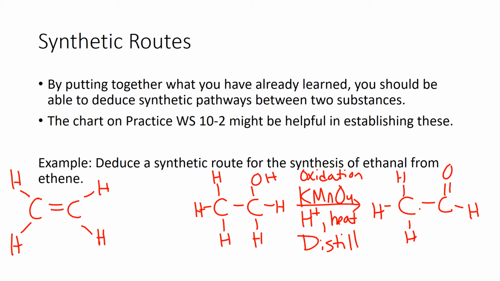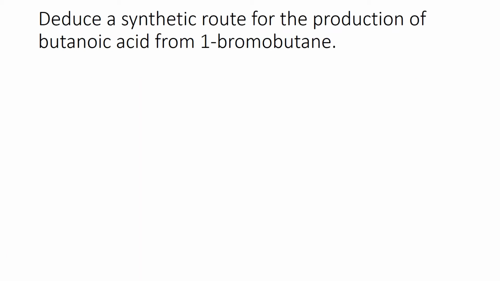Then I have to ask myself, how could I get from ethene to ethanol? In order to do that, basically I'm going from an alkene to a substituted alkane. So that must be an addition reaction. I'm adding water here in the presence of acid, and that will give me ethanol. Okay, so I want you to try the next two. They're on your guided notes, but take a minute and see if you can figure out how to get from 1-bromobutane to butanoic acid.